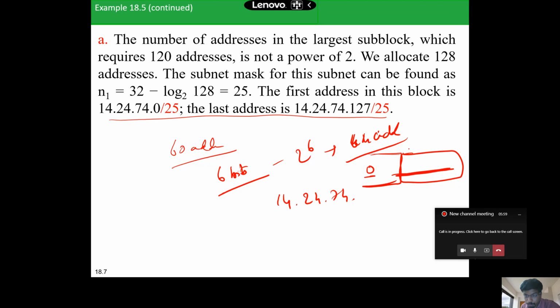The remaining 6 bits go for your host. So when you're borrowing 2 bits from the host portion, since 0 is already used, flip that leftmost bit to 1, and then the next subsequent bit is going to be 0, because we are continuously allotting. The first bit in the last byte was 0 for subnet 1.